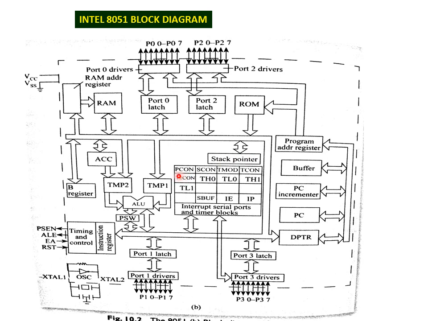Same, see the control signals or other registers: PCON, SCON, TMOD, TCON. In the previous slide I explained the power control, serial data bus control, timer mode register, and timer control register. These are divided into higher order bits and lower order bits. Then there is the serial bus data transmission register, the interrupt enable/disable register, and the interrupt priority register.